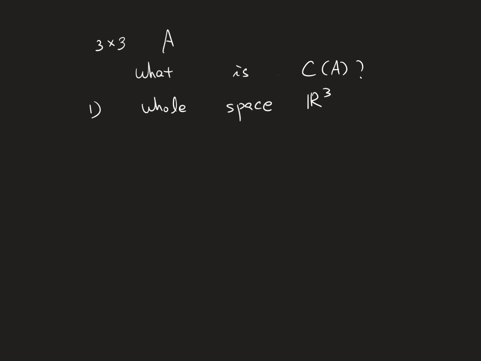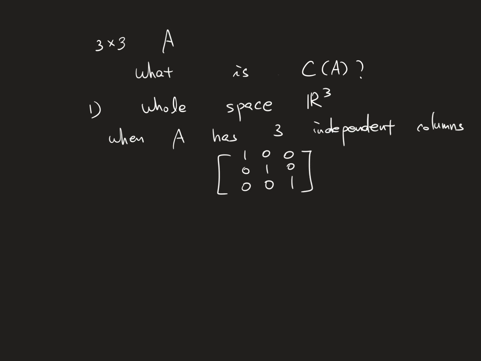Consider a 3 by 3 matrix. The column space could be the whole space when A has 3 linearly independent columns. For example, if A is the identity matrix, 1 0 0, 0 1 0, 0 0 1, then the column space of the identity matrix is all of R^3.